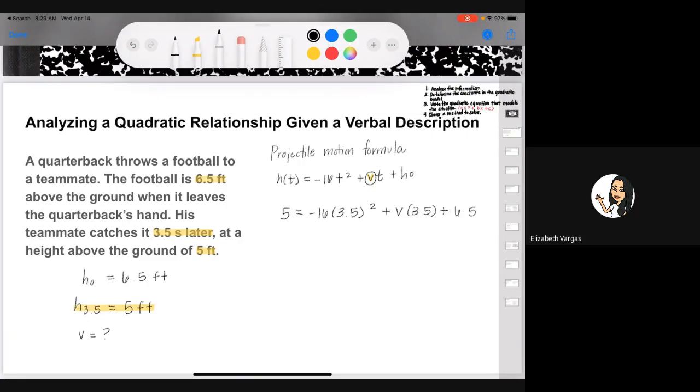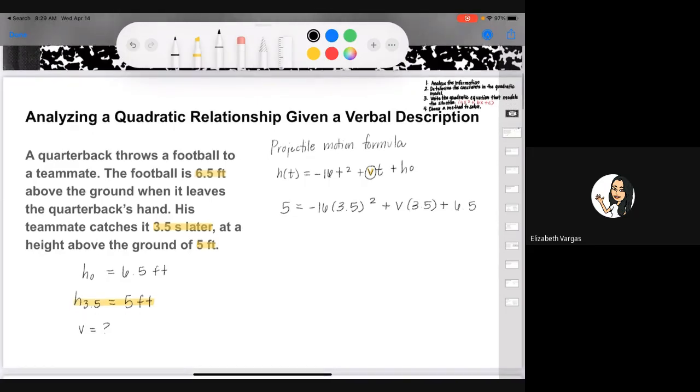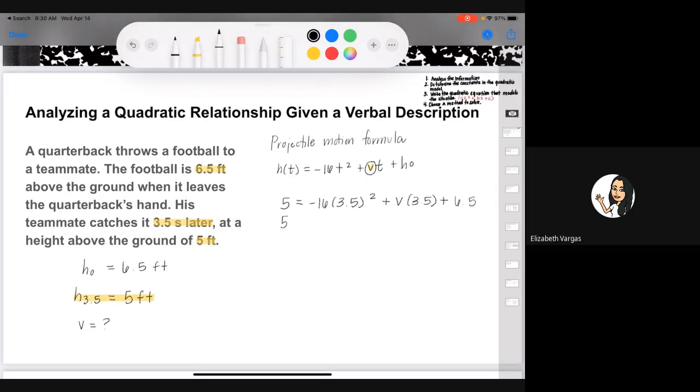So basically what I've done here is plug in information that has been given to me, more specifically, information about what my height is after 3.5 seconds, because that will help me solve for my v. I need to solve for my v in order to create an accurate quadratic equation that models this situation. So we're just going to go ahead and solve for those things that we can solve for.